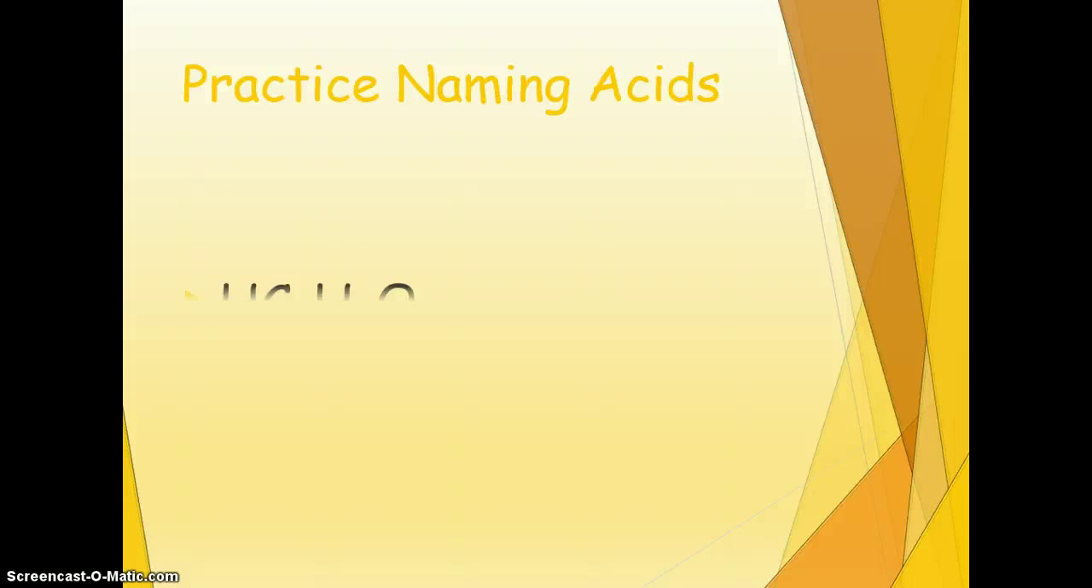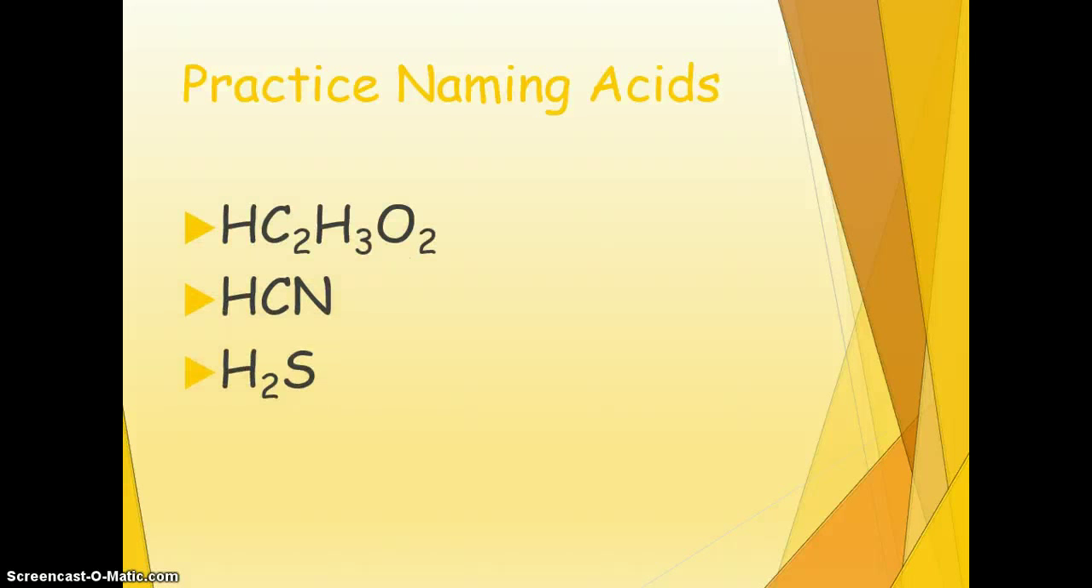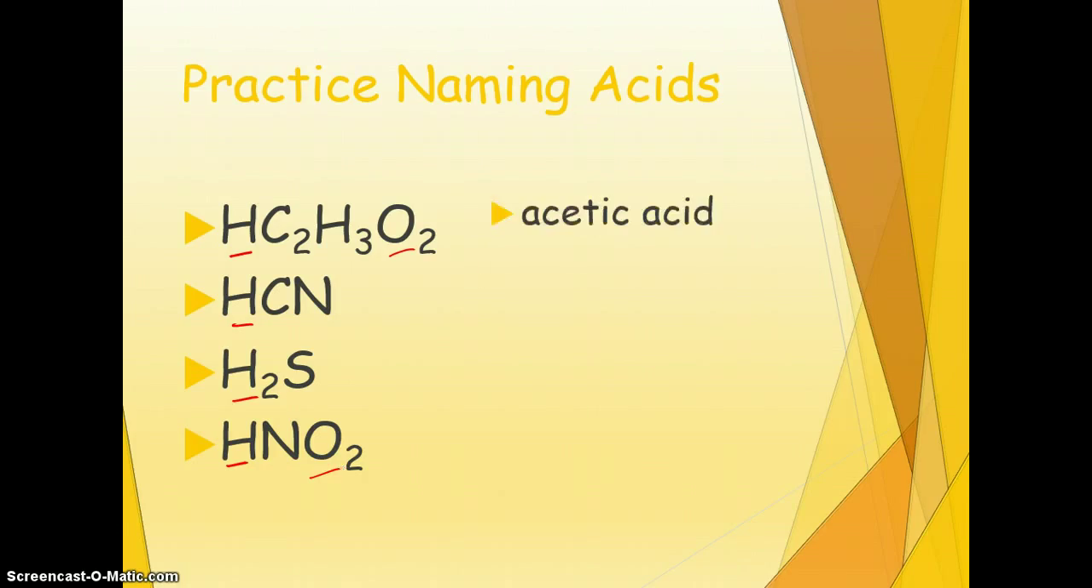And then a little bit more with practicing with acids. Here's 4 more. Again, they all start with hydrogen. I have 1 with oxygen, 2 with oxygen. My other 2 do not have oxygen. So I look at C2H3O2. I know that's acetate. So acetate, ATE, becomes IC, and it becomes acetic acid.